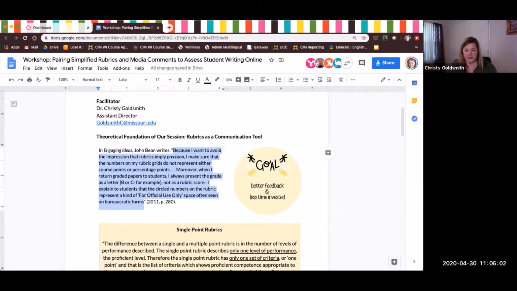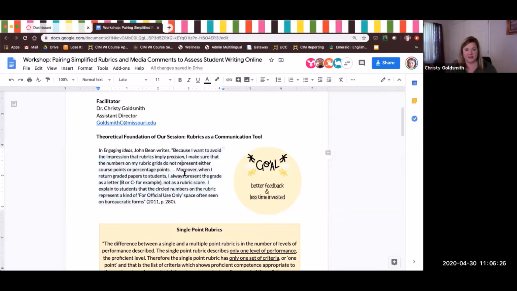So feel free to throw in the chat what you think about that. That's a little bit of a different conception of rubrics than what we're used to, right? We often think of rubrics as a way to make writing objective, but here John Bean is saying, you know, rubrics are more of a communication tool to the student than a way for me to figure out exactly what points to give the students.